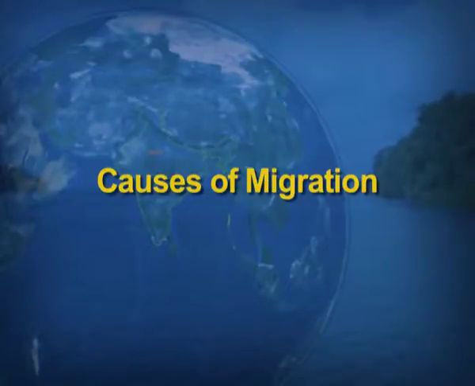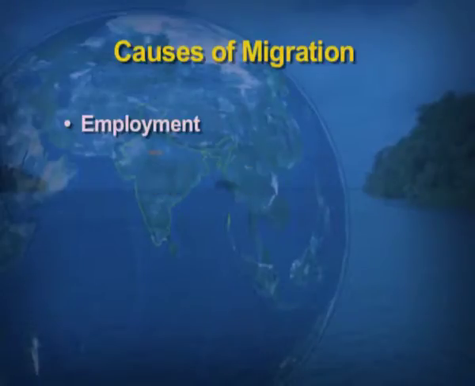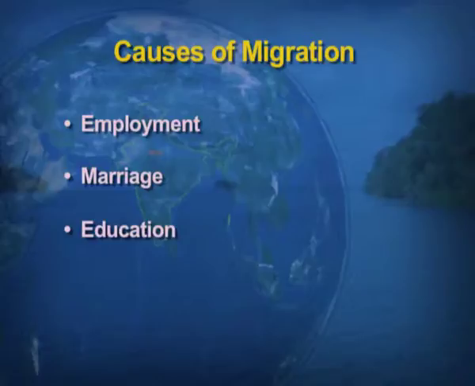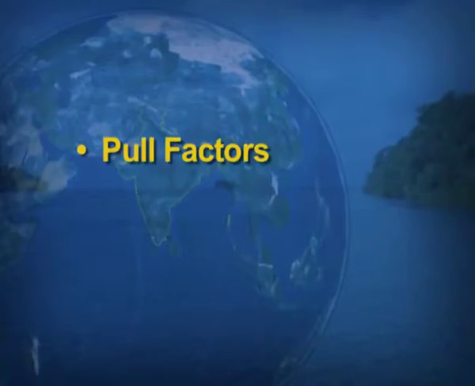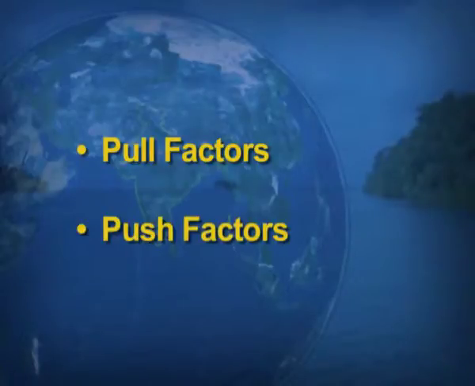And now, we will be taking up the causes of migration. There are various causes for which people migrate from one place to another. The causes can be, number 1, employment, number 2, marriage, number 3, education, and number 4, if people feel a lack of security at a certain place, they would like to migrate to a safer place. Now, the factors responsible for migration we divide into two parts: one is the pull factors and the second is the push factors.